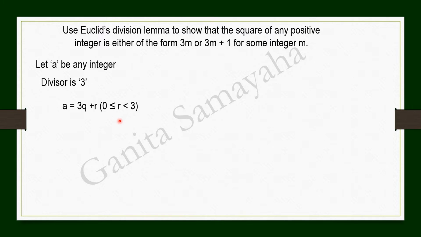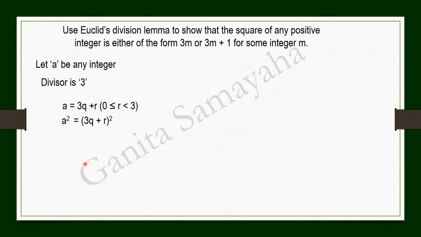Okay. Now what we will do is we have to square this, isn't it? Because we are asked to show that the square of any positive integer. So we have our a is equal to 3q plus r. Let us square this. Squaring a squared means squaring 3q plus r as well, isn't it, children? So let us square both sides, left hand side and right hand side. We have a squared is equal to 3q plus r whole squared.